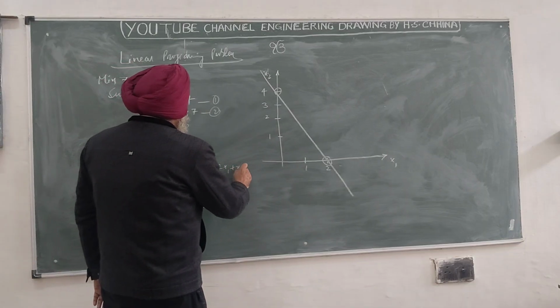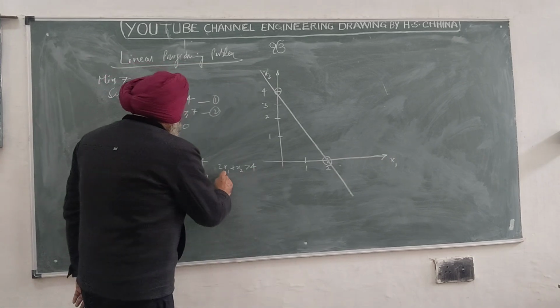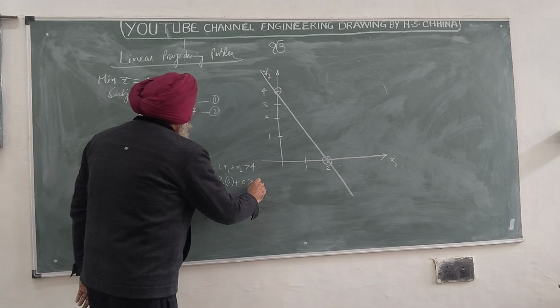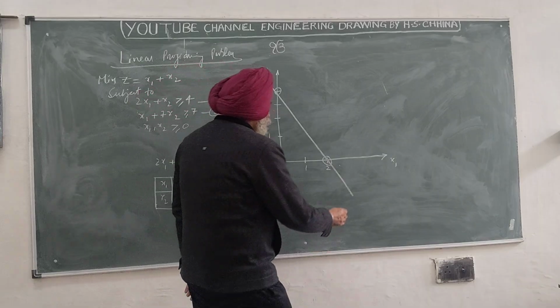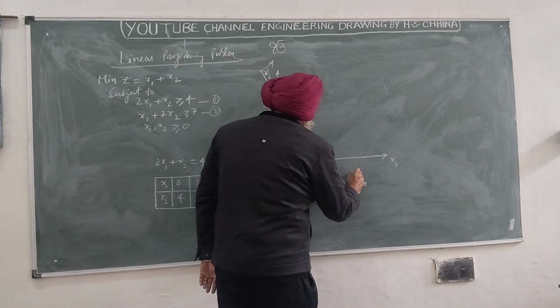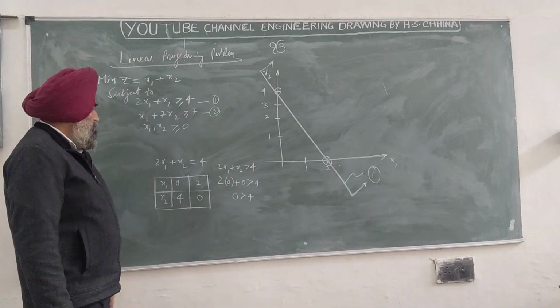What is the second part? 2x1 plus x2 greater than 4, we are left with this one. Put the origin to be 0, 0. When the origin is 0, 0 is greater than 4, it is false. Once it is false, it is away from the origin. This is for the constraint 1.